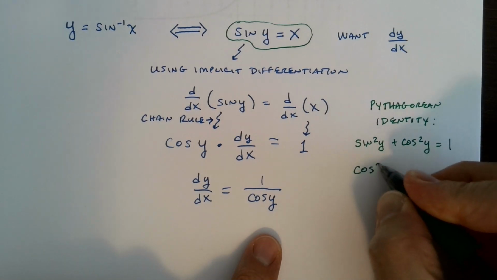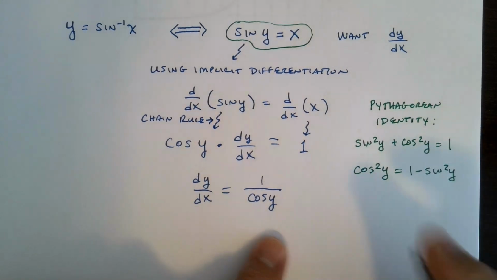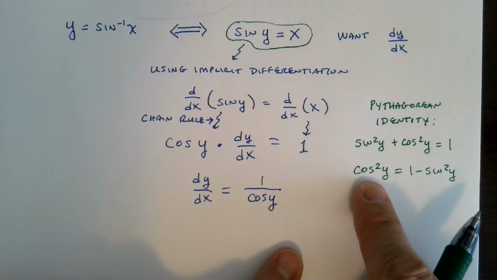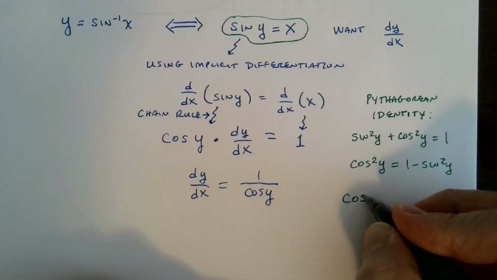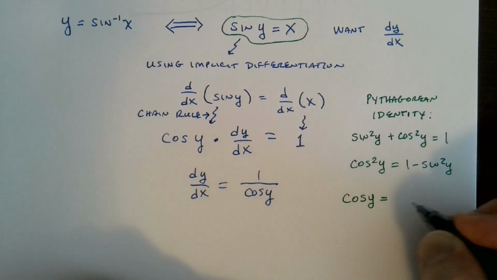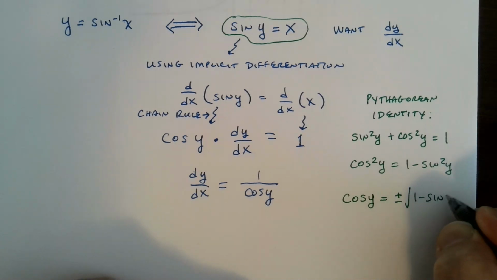So first of all, I'm going to subtract sine squared y from both sides. Now this is cosine squared y, or cosine of y squared. So how do I undo the squaring? I take the square root. Now, when I do, however, what do I have to do? I've got both the positive and negative square root of 1 minus sine squared y, right? I have to take both the positive and negative root.